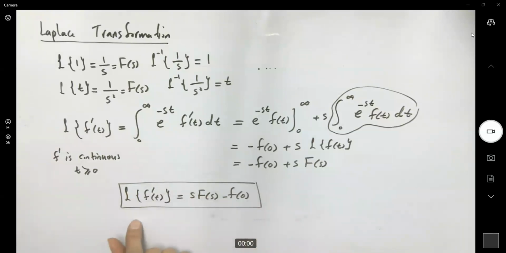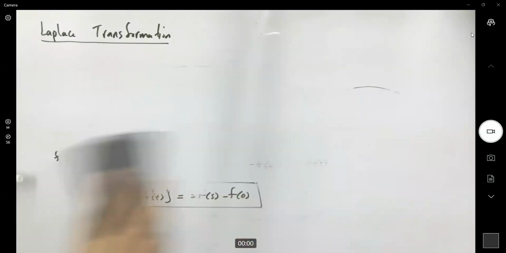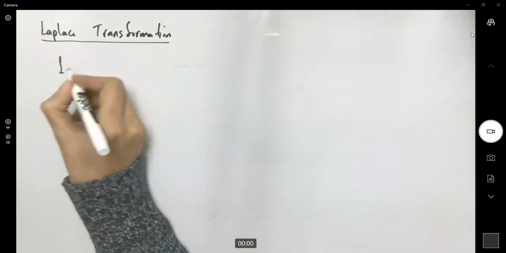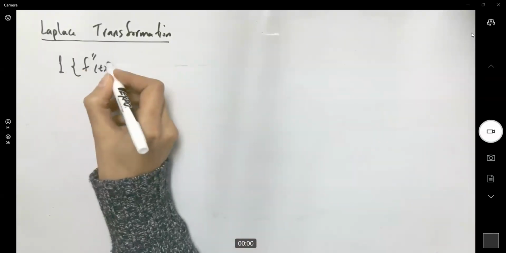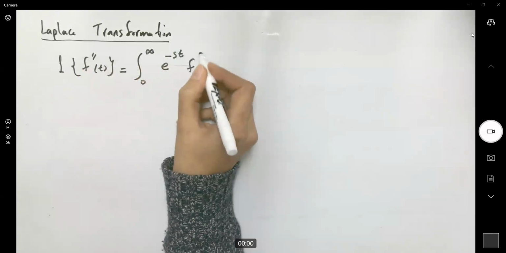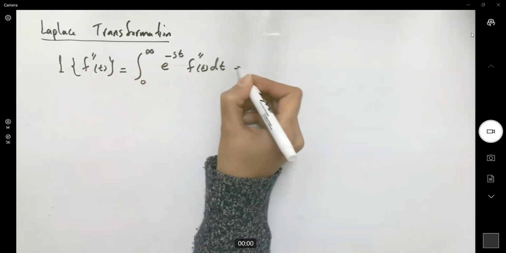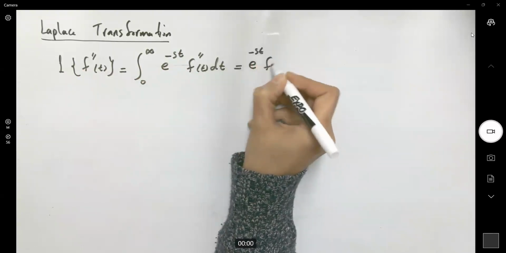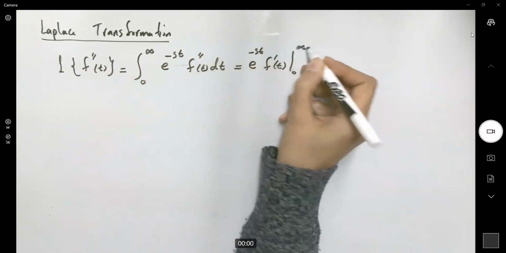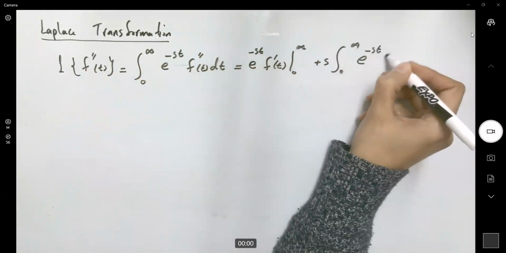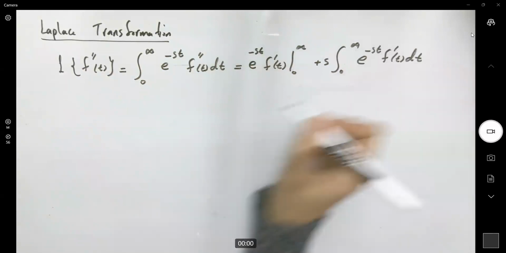Now I expect you to ask, how do I find the Laplace of the second derivative of the function? The same process, by using the definition. The Laplace of the second derivative of the function is equal to, by definition, the integral 0 to infinity e to the power negative st f double prime of t dt. Again, by using integration by parts, you get e to the power negative st f prime of t ranging between 0 to infinity, plus s times the integral 0 to infinity e to the power negative st f prime of t dt.